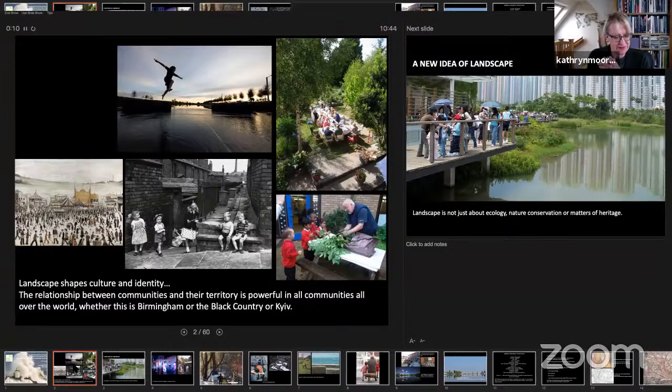I want to talk about landscape at a regional scale and the new idea of landscape and how we are using that to try and transform a region, really. And the first thing to say is that landscape shapes culture and identity. So if you think about where you grew up and how much that shapes who you are, your values, and if you talk to people about that, then it becomes evident how significant it is. It's a very powerful way to talk about landscape.